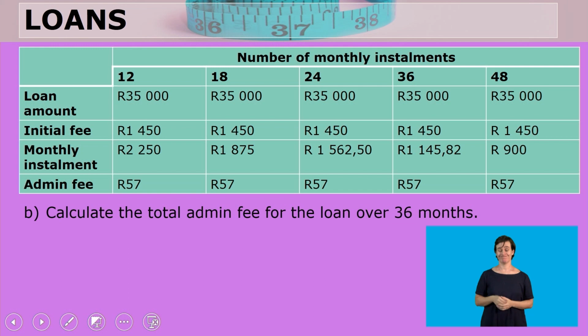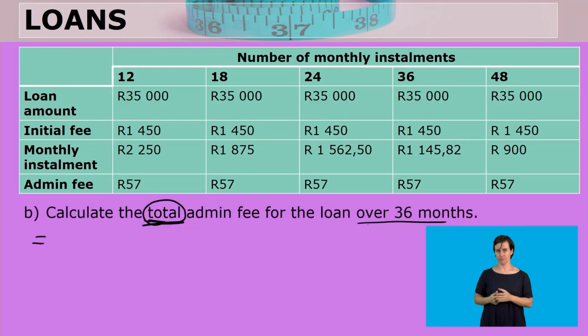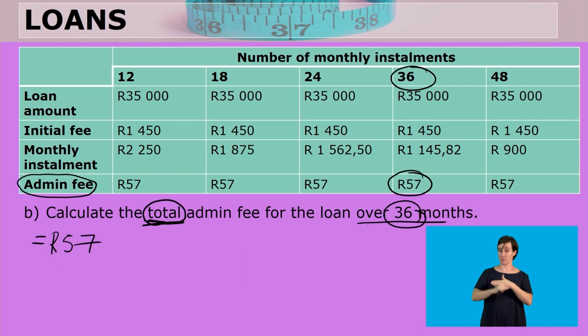Looking at number B, it says calculate the total admin fee for the loan over a period of 36 months. A total means they want us to show the total amount that will be paid by the end of this period. According to the table given above, we have an admin fee of 57 Rand for all the different periods given on the table. We are looking at 36 months. Here we are, and here is our admin fee.